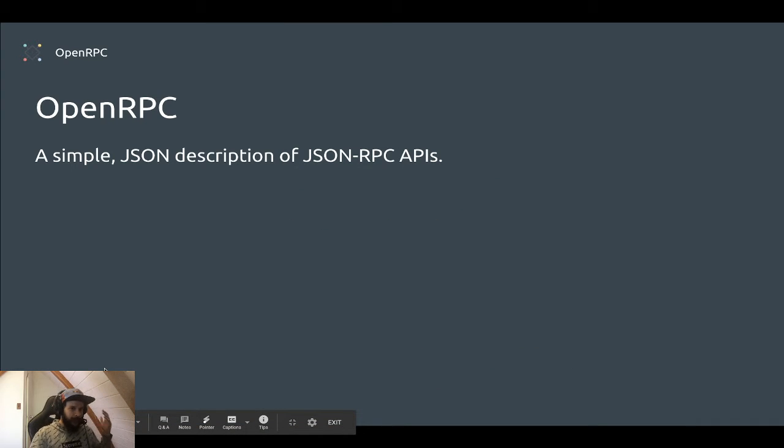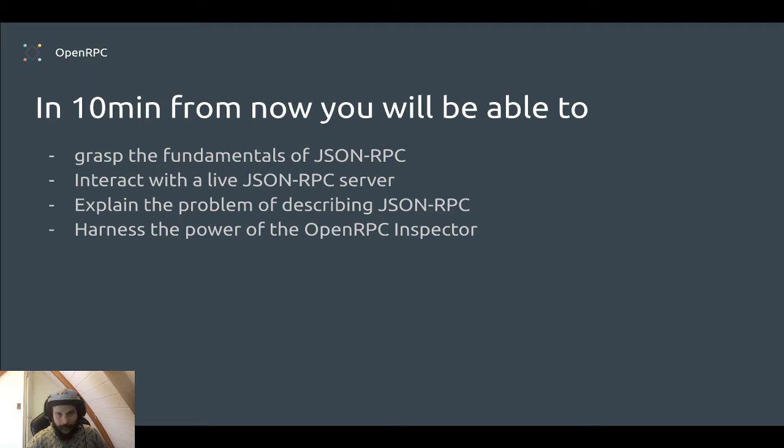So what is Open-RPC? It's a simple JSON description of JSON-RPC APIs. And in about 10 minutes from now, you'll be able to grasp the fundamentals of JSON-RPC, interact with a live JSON-RPC server, explain the problem of describing JSON-RPC, and harness the power of the Open-RPC inspector.